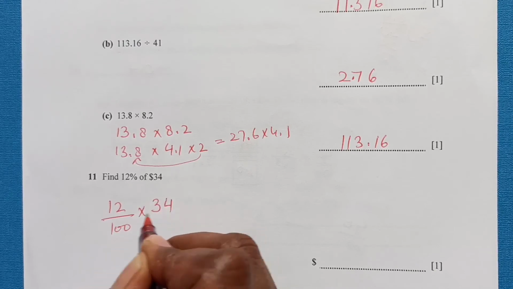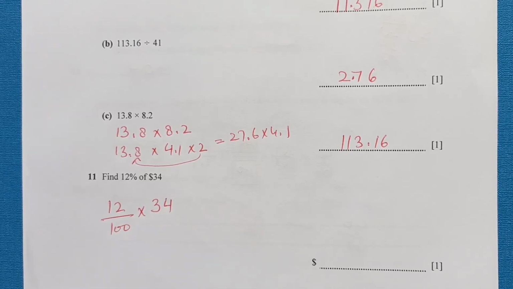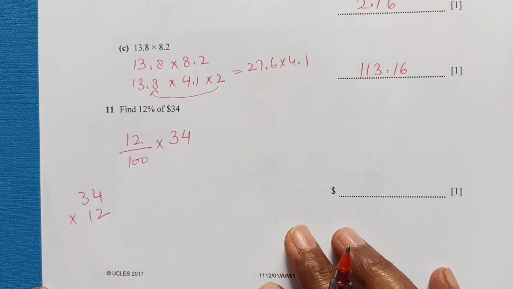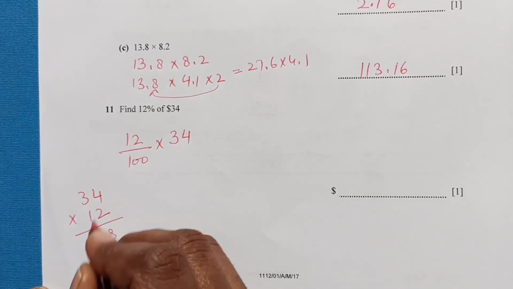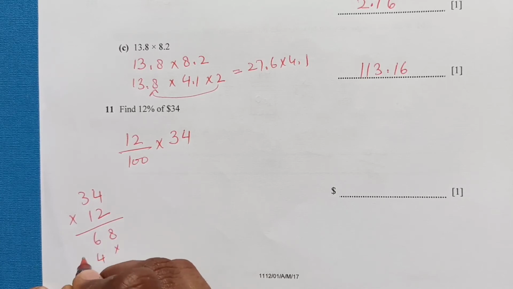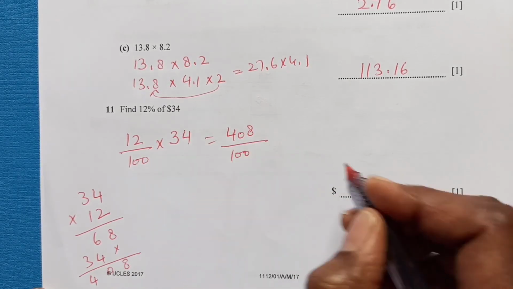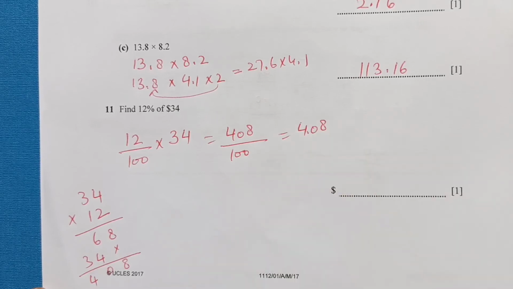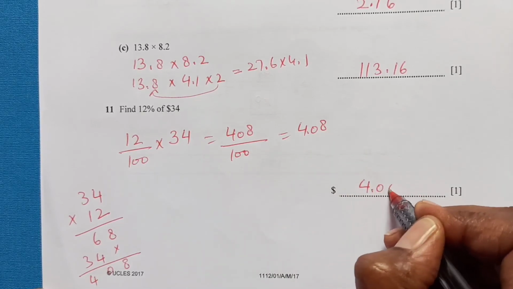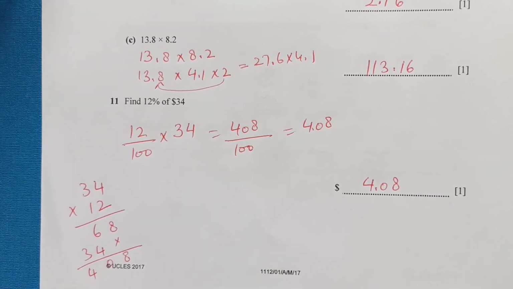Right? Now number 11, find 12% of 34. 12% of 34, it is 12 over 100 times 34. So let's do the calculations. 34 times 12, can write down here, 34 times 12, 4 times 2 is 8, 3 times 2 is 6, 4 3, it's 408. So it is 408 divided by 100. So 2 decimal places, it will be 4.08. So answer is $4.08. Right?